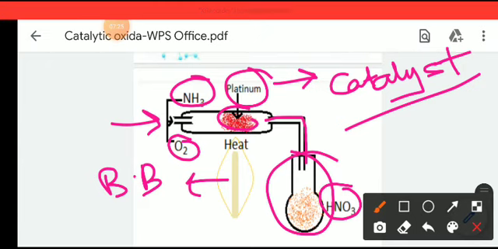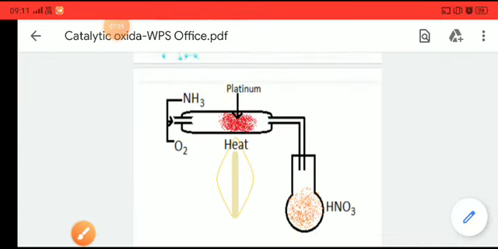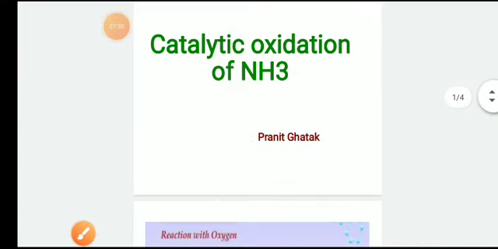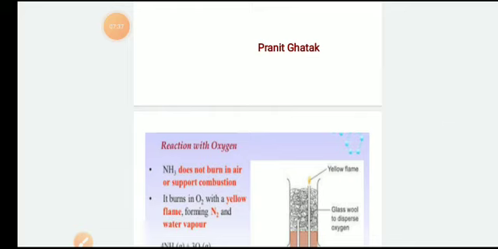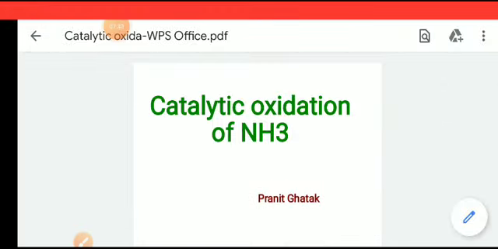container as well. Okay, so in today's lesson, we have discussed two things, that is catalytic oxidation of NH3 as well as the reaction of ammonia with oxygen. I hope you have understood this part very well.